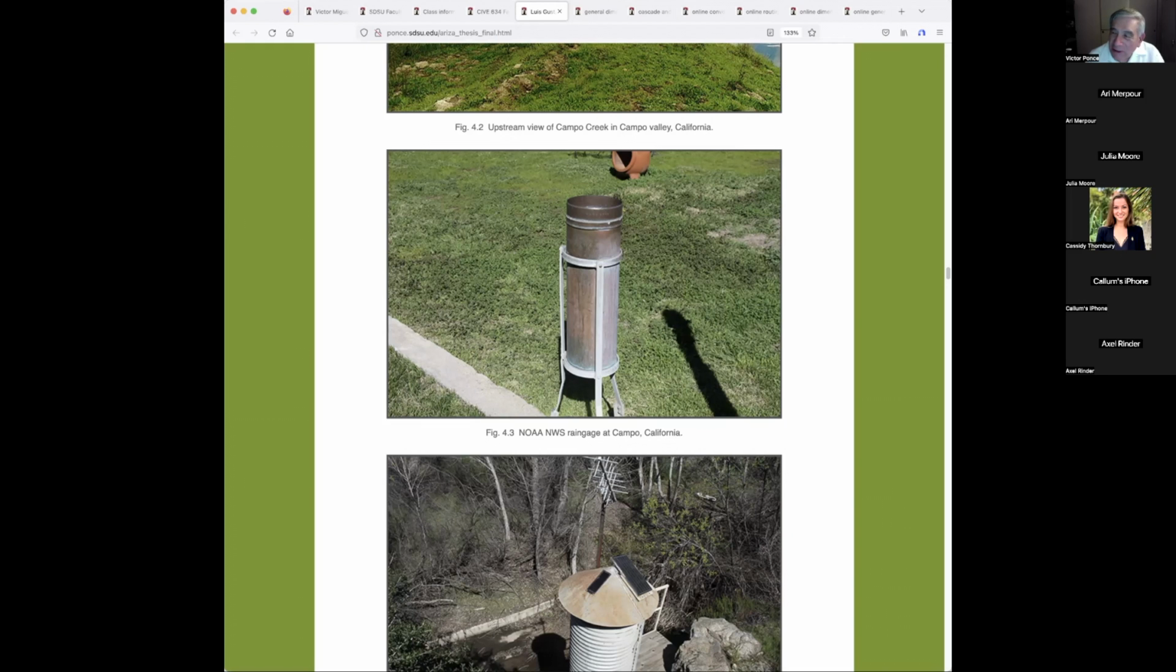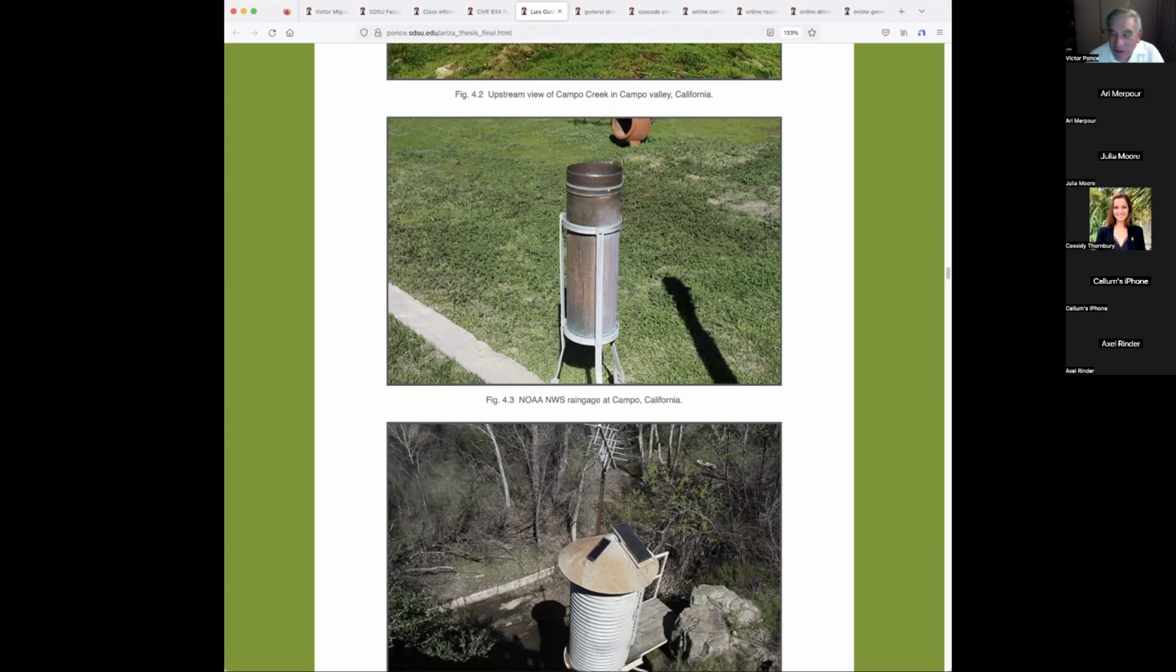500 centimeters? No, it's 500 millimeters, I think. At this point, I'm getting confused. I handled so many numbers today.